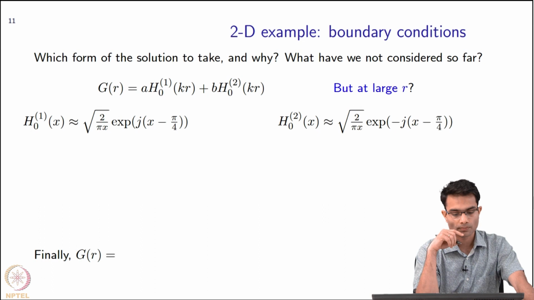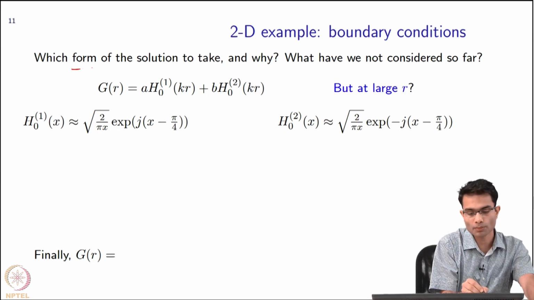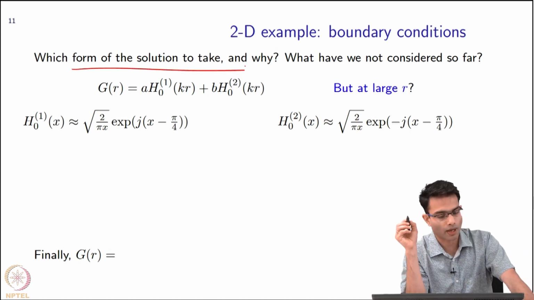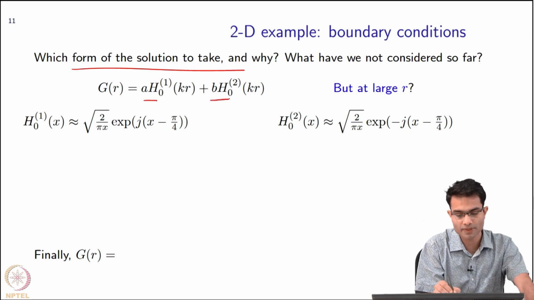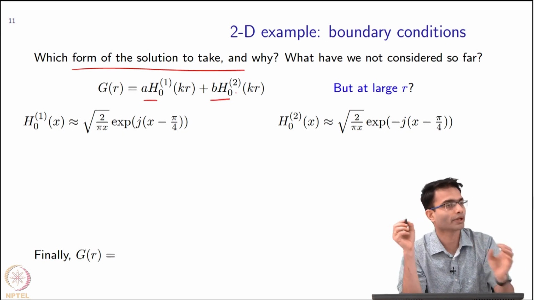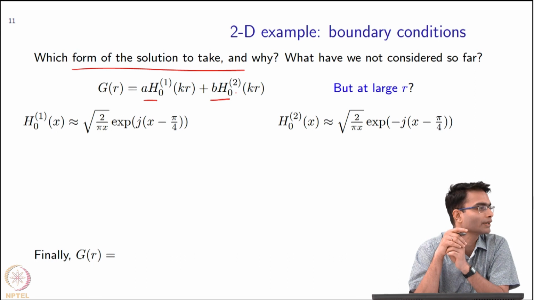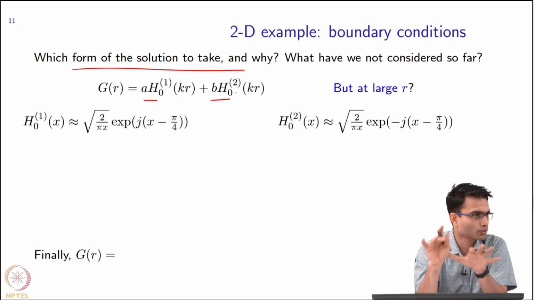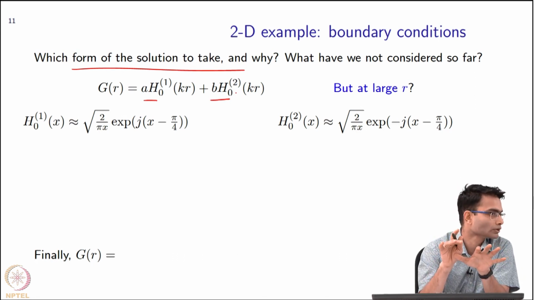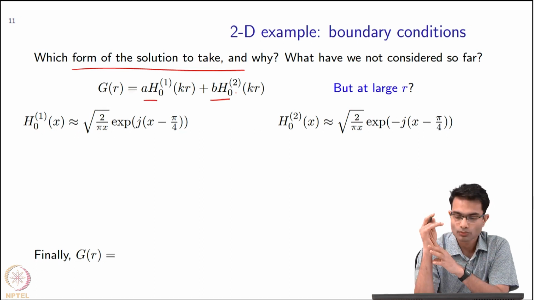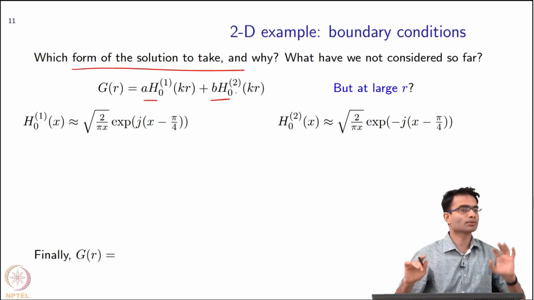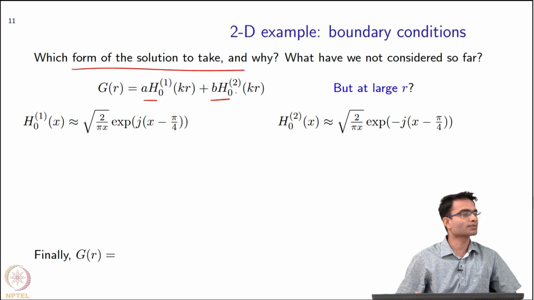So, here comes the question of which form of the solution to take and why. I wrote it as A times H0 plus B times H02, okay. And so far we have not really figured out or used the idea of boundary conditions at all. So, what are the boundary conditions? Forget what's on the board. What are the boundary conditions for this problem?